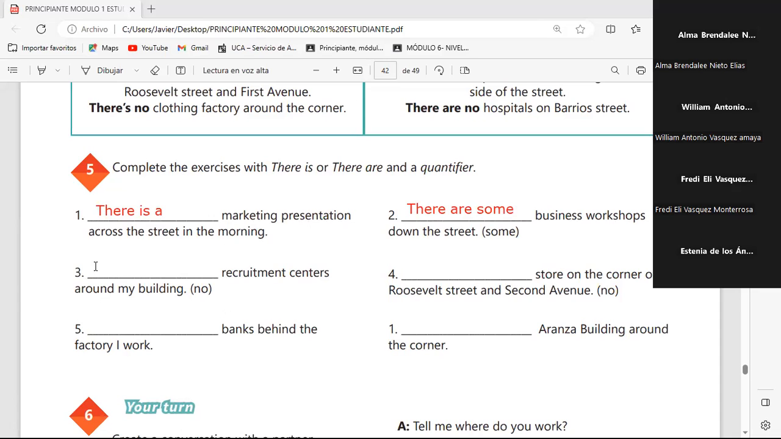Now, recruitment centers and the word no. William, what do you think is the correct answer here? There is or there are, William? There are. And because it's negative, we say no. Correct. Thank you, William. So there are no recruitment centers around the building. There are no recruitment centers. Okay. Good. Let's go to number four. Store. Store is negative.